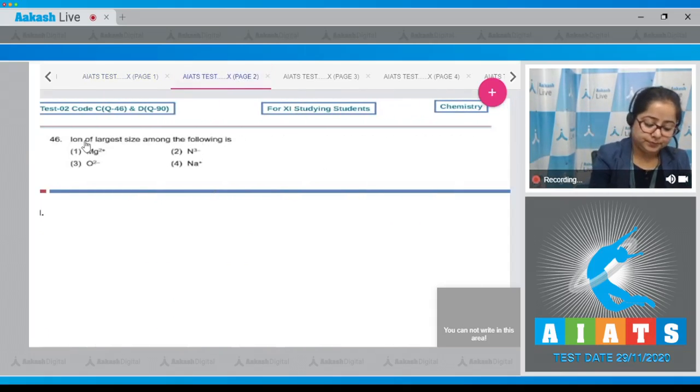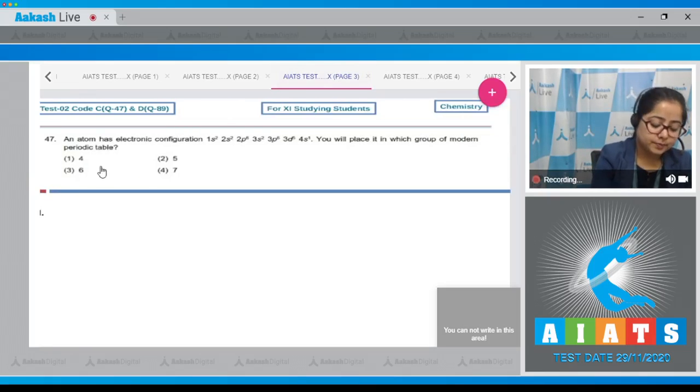Let's read the question. Ion of largest size among the following is. Students, in this question we are given isoelectronic species, and we all know that for isoelectronic species, as the atomic number increases, the ionic size decreases. Therefore, the largest size among the following is N3−. That means the correct answer is option number 2. Moving to next question.